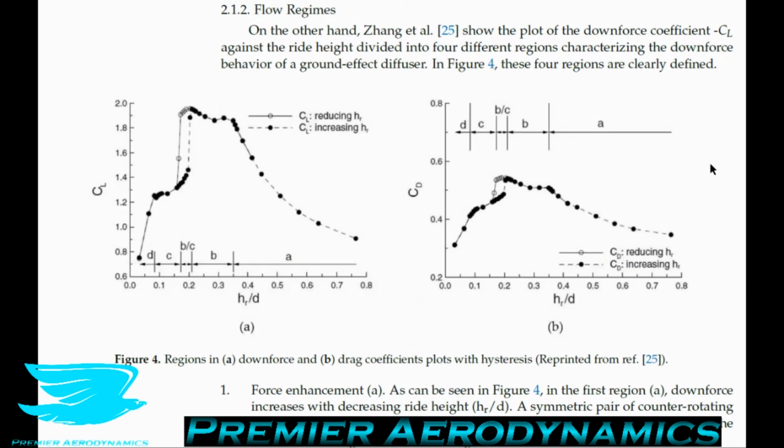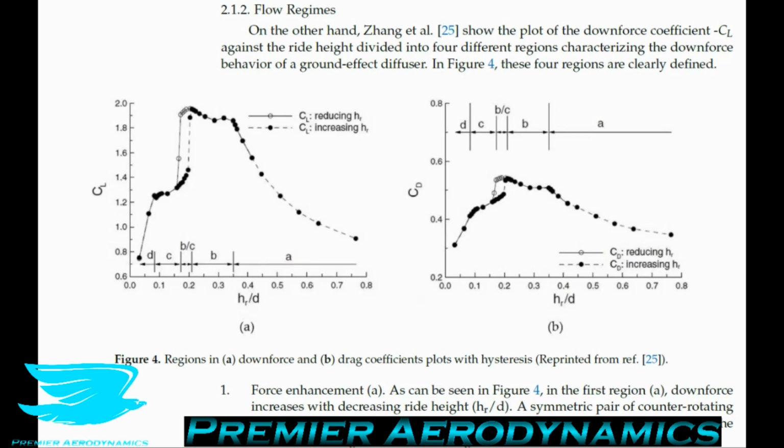So from these graphs, they have 4 different conclusions. The first one is that the force enhancement area, so area A, which ranges from a ride height of one times the distance, like the diameter of the object, down to about 35% from the ground. So it's quite close. In this region, the lift coefficient dramatically increases. So there's obviously a major ground effect.